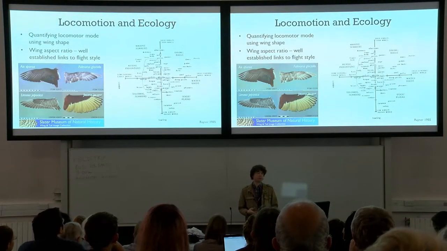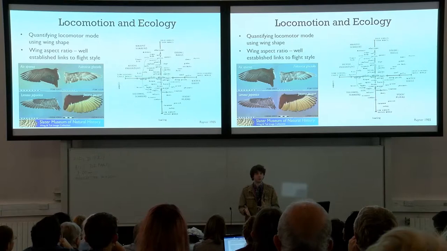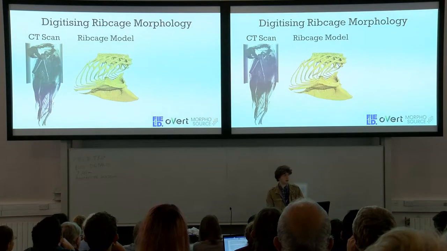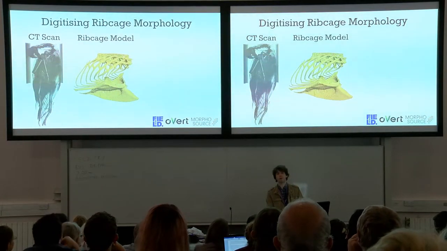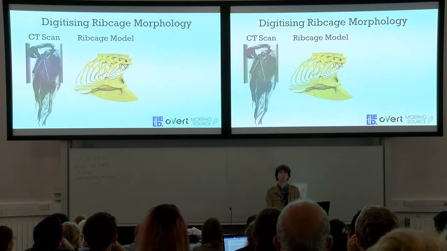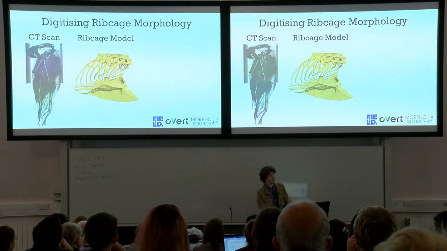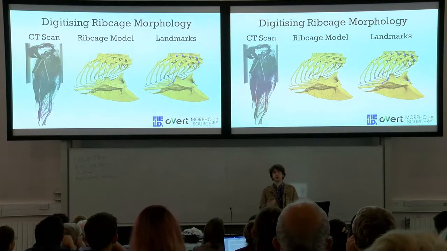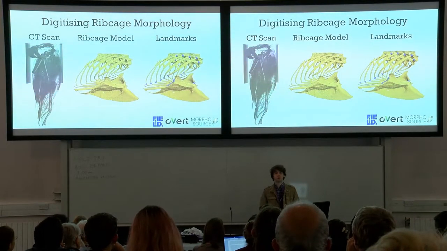How do you actually quantify locomotion? So we decided to use wing aspect ratio. This has been around for a long time, and people have been using it as a way of categorizing birds into different flight styles and locomotor modes. And so how do you get a rib cage? Well, I've been working with Stephanie Baumgart at the Spiel Museum, who's part of the OVERT project. It stands for Open Vertebrate. It's a giant consortium of museums across the US who are scanning all the things, all of them. And Stephanie has been getting all the birds for me, so I've been scanning a lot of birds. I've then been taking these scans, making models of the ribcage, and then putting on anatomical landmarks that define joints and articulation points. And these are what we use to build the linkage model.